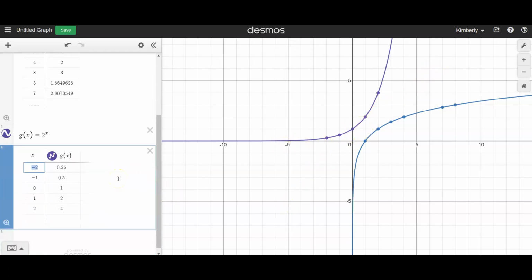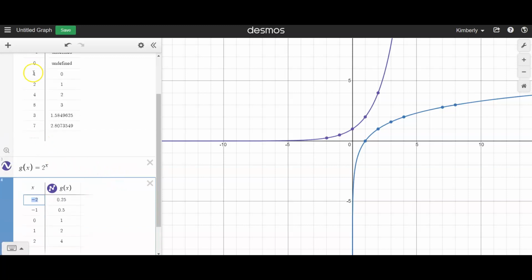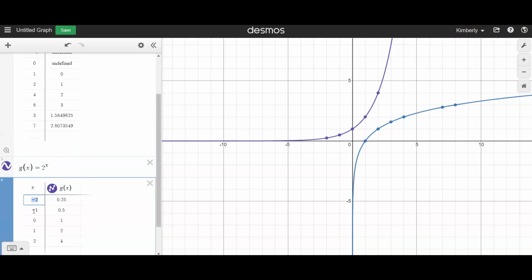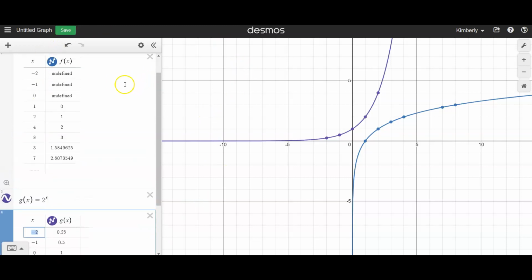If you look at your table of values, you notice the log function went through (1, 0), and the exponential goes through (0, 1). The log goes through (2, 1), the exponential goes through (1, 2). The log is (4, 2), and this one is (2, 4). And that's what inverses should do. Your x and your y values should be switched. That's good. So that's your exponential.